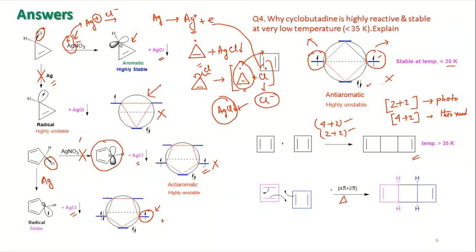If you increase the temperature, even in the dark, look at what is written: stable at very low temperature. That means if you increase the temperature, the reaction is going to happen. So you have a 4+2 cycloaddition reaction. Okay, this is not 2+2.